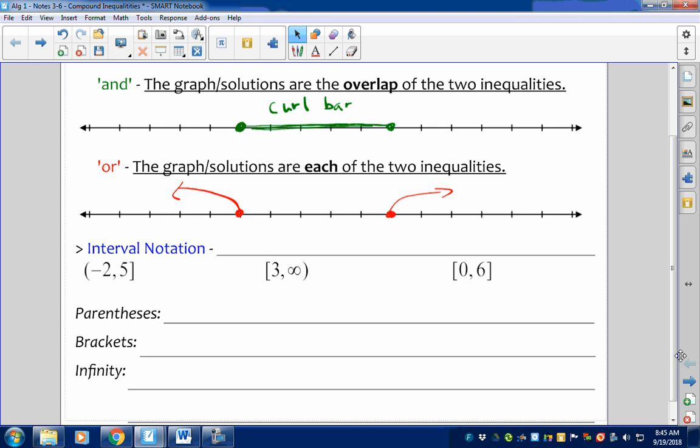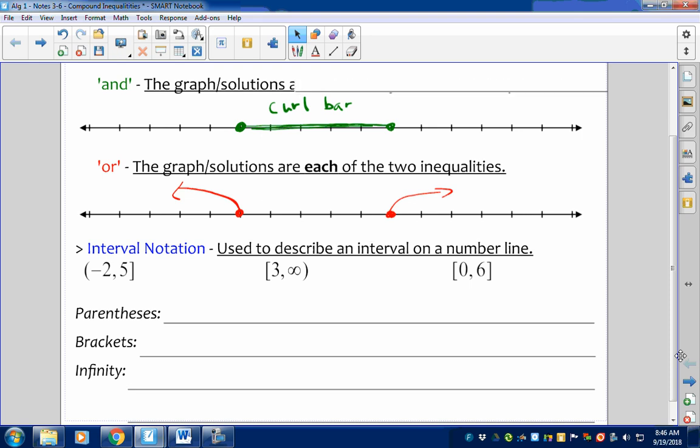Okay, there's a shorthand notation, we call it interval notation, that's used in place of inequalities. So instead of writing compound inequalities, we can use a little bit of shorthand. And a couple things you need to know on these. Let me define it first here. The interval notation is used to describe an interval on a number line, just like inequalities.